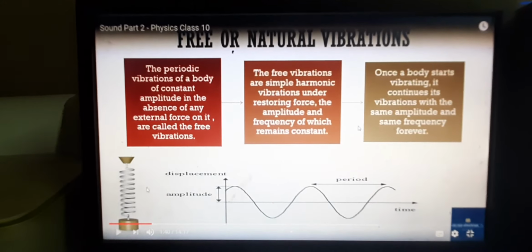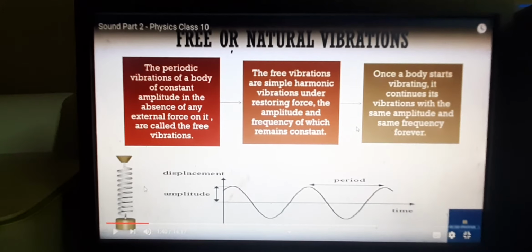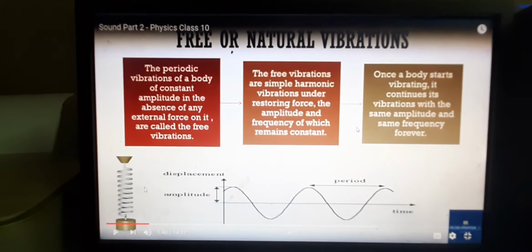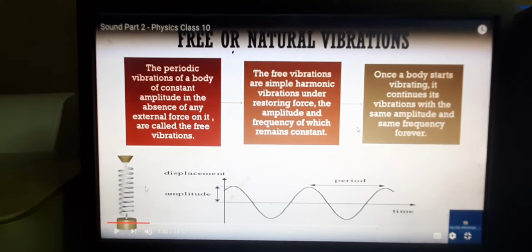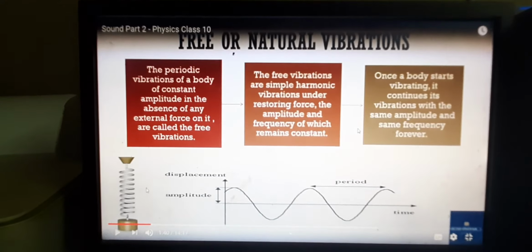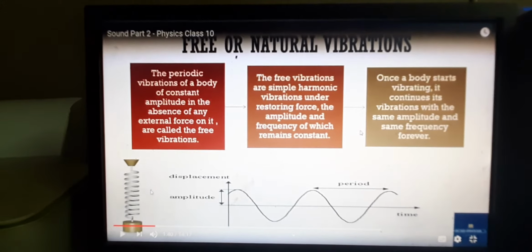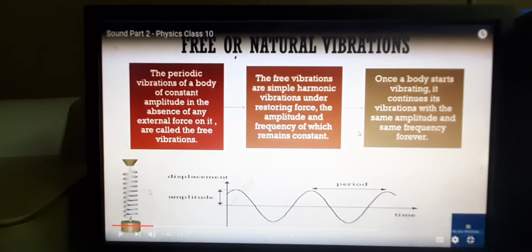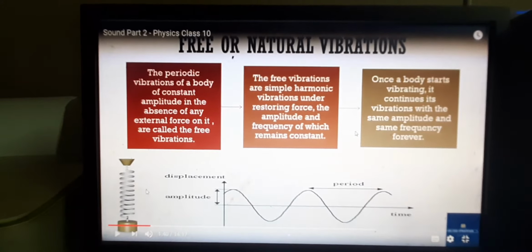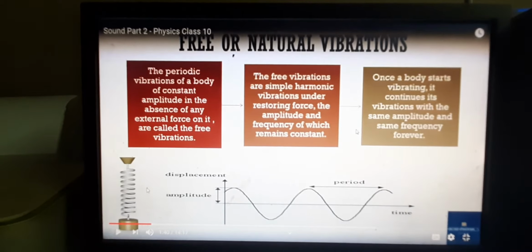Okay, then how are the free vibrations? They are simple harmonic vibrations under restoring force, the amplitude and frequency of which remains constant. So they are periodic and they repeat after a fixed interval of time. Okay, so these vibrations, what is the special characteristic? They are simple harmonic vibrations, and they actually are happening at a constant amplitude, and the frequency is also constant. Okay, so this is the characteristic of free vibrations.